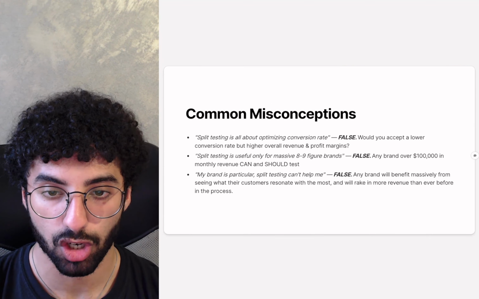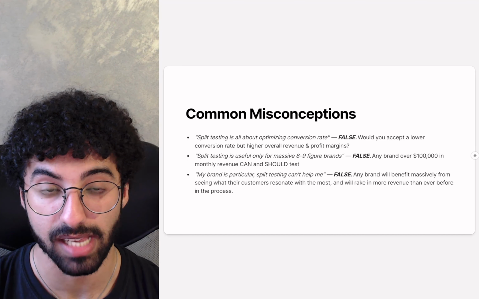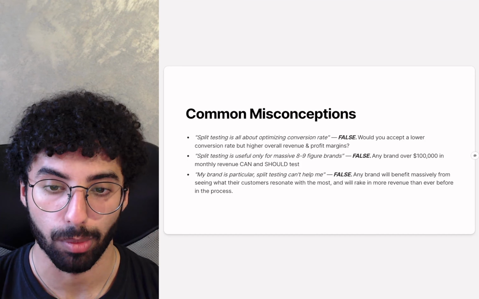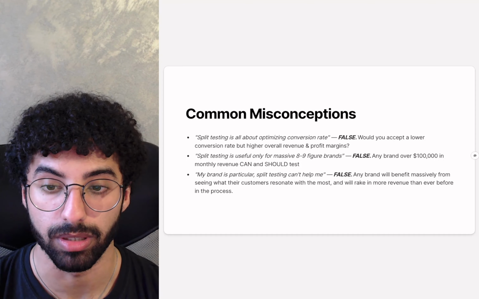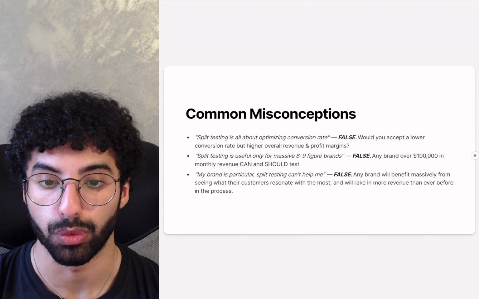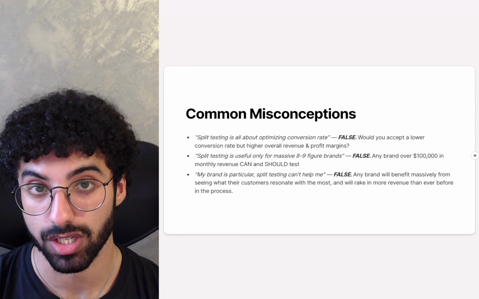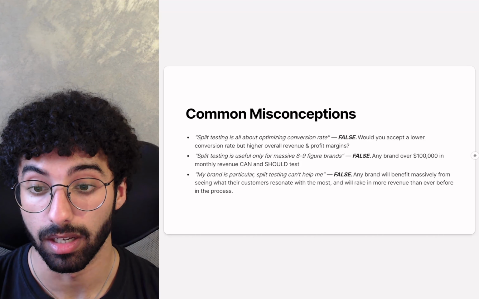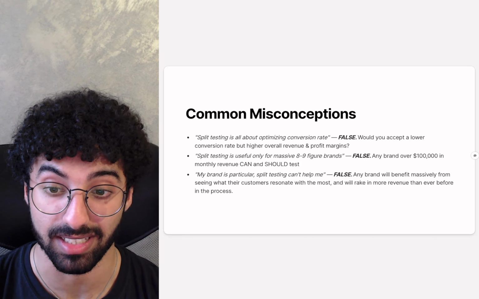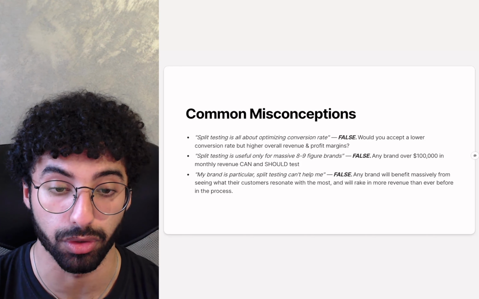And these are common misconceptions that a lot of brands have around CRO. Split testing is all about optimizing conversion rate. This is false, because would you accept a lower conversion rate but higher overall revenue and profit margins? Ask that question and answer it and see if it's actually true or not for you.